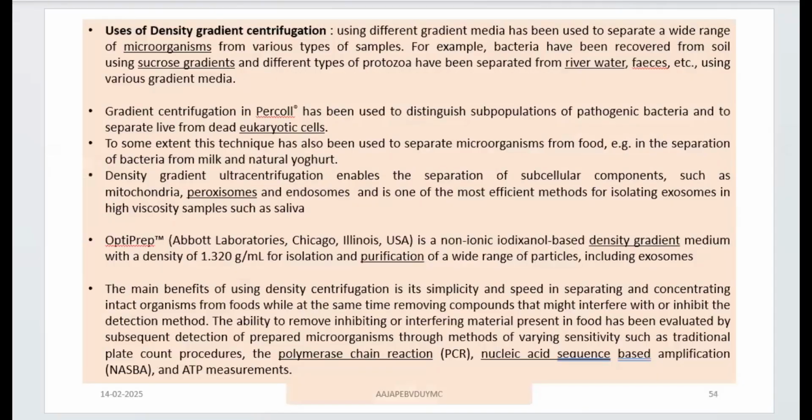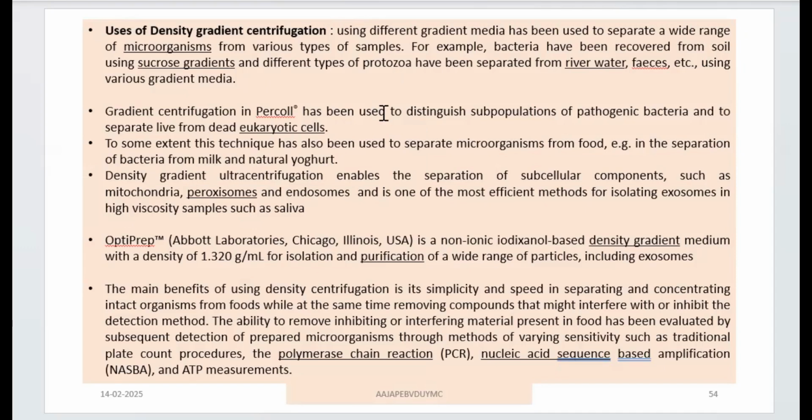Here is another point to be talked about. When you talk about density gradient centrifugation, like blood components and viruses, we have talked about. Bacteria can be recovered from soil using sucrose gradients. Different types of protozoa can be separated from river water, feces, etc.